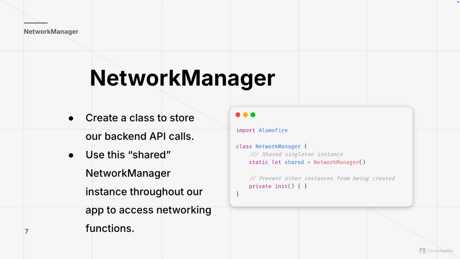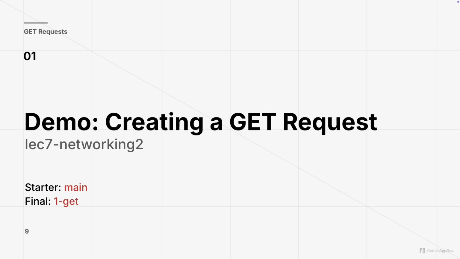Okay, so yeah, that's the main difference between the Network Manager class and other classes that we're writing. We're only going to have one instance of this class. We never want to have more than one. So we are only having one instance, and that is a shared instance, and we mark the initializer as private so that we are not allowed to make any other instances. Okay, now let's look at some GET requests.